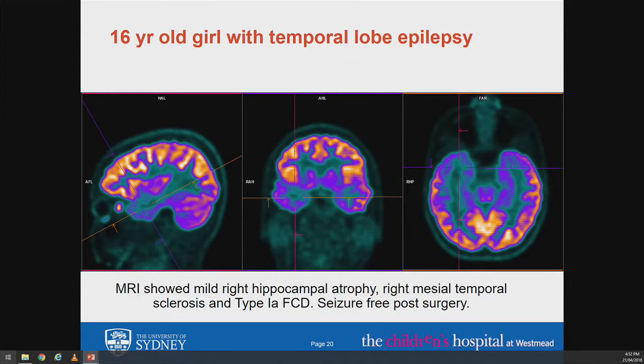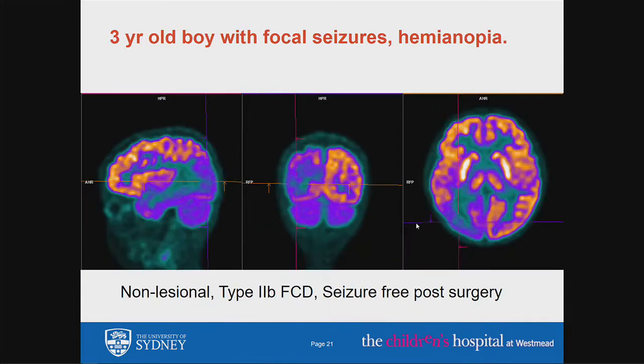Just some straight FDG scans to get your eye in for what we're looking for. A 16-year-old girl with temporal lobe epilepsy, and the MRI had concordant findings of right-sided hippocampal atrophy. Hypometabolism on this interictal FDG scan correlating to that side. Good outcome post-surgery. Here's a 3-year-old boy with focal seizures, but also a hemianopia.